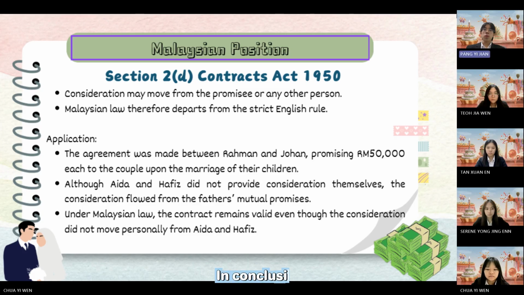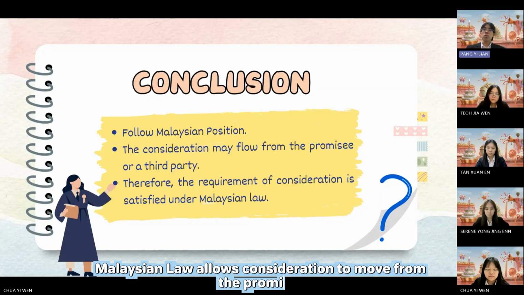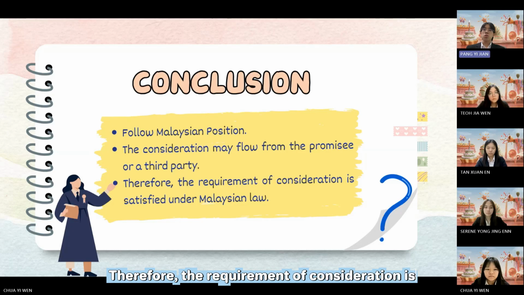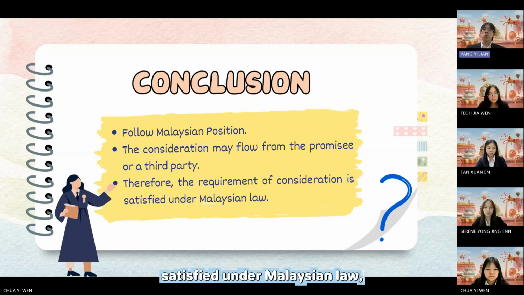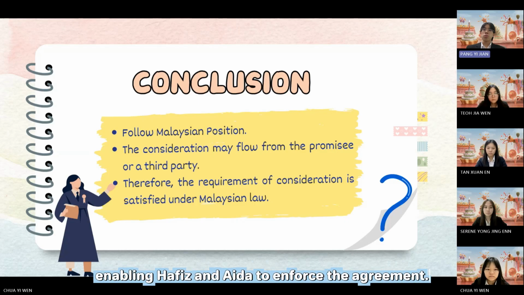In conclusion, unlike the English position in Tweedle against Atkinson, Malaysian law allows consideration to move from the promisee or a third party. Therefore, the requirement of consideration is satisfied under Malaysian law, which allows consideration to move from a third party, enabling Hafiz and Ida to enforce the agreement.